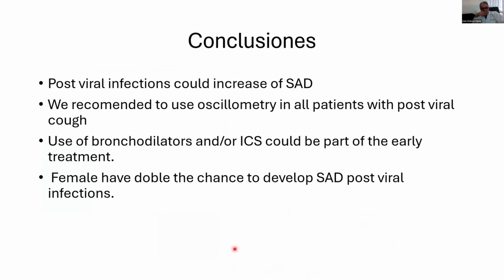In conclusion, first, post-viral infection may increase small airway dysfunction. Second, we recommend using oscillometry in all patients with a viral cause. Third, the use of bronchodilators and/or inhaled corticosteroids could be part of the early treatment. And finally, females have double the chance to develop such post-viral infection.